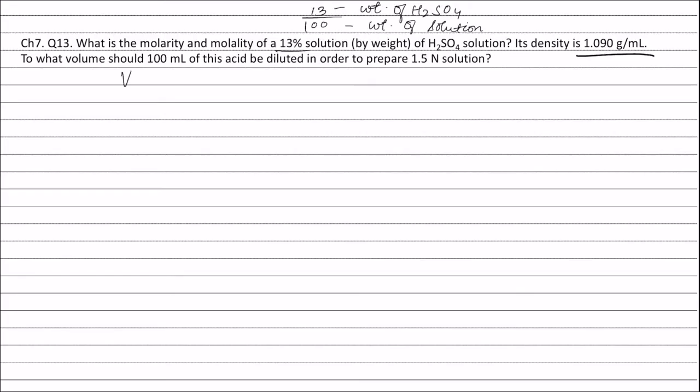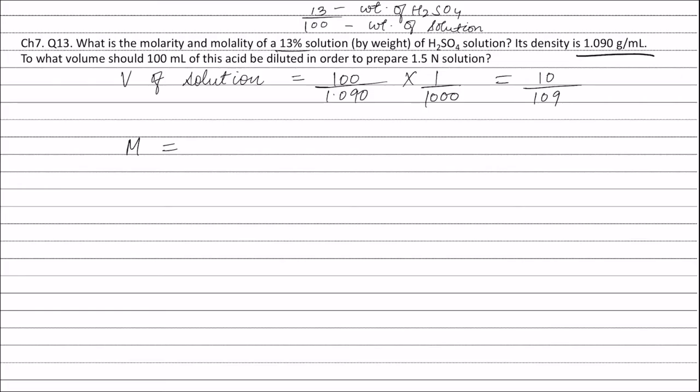Therefore, volume of solution will be equal to weight of solution, that is 100, divided by density of solution, that is 1.090. Dividing this volume by 1000 gives the volume of solution in liters, and this is equal to 10 divided by 109 liters. Now molarity of sulfuric acid is equal to moles of sulfuric acid divided by volume of solution in liters.